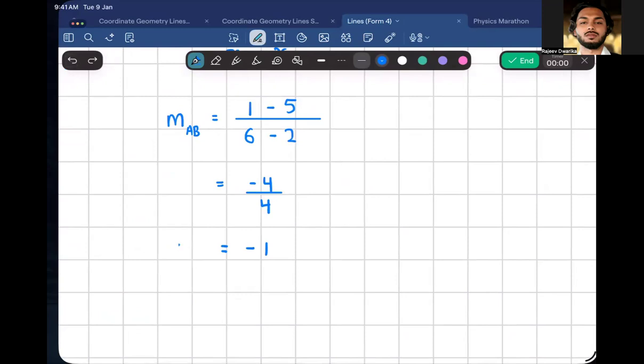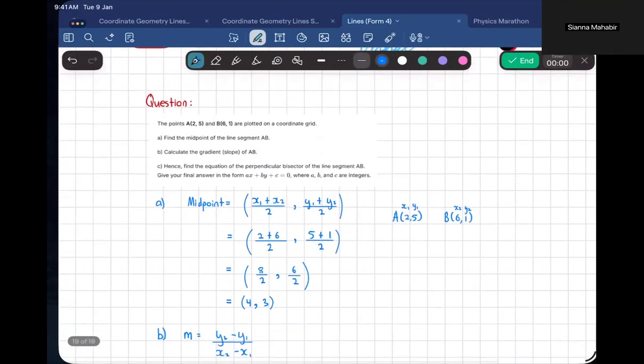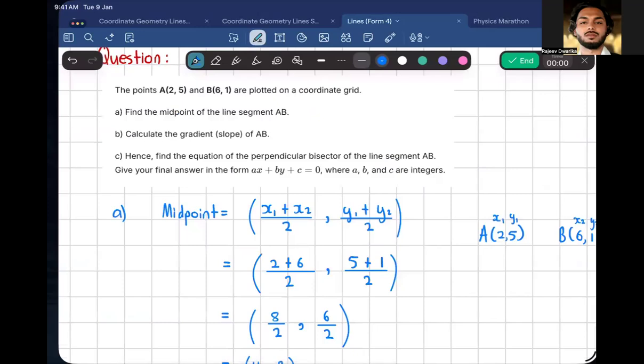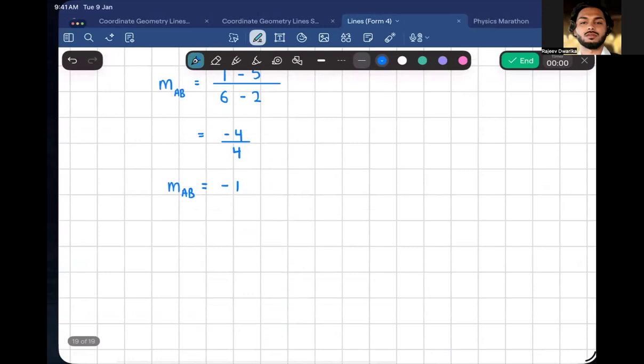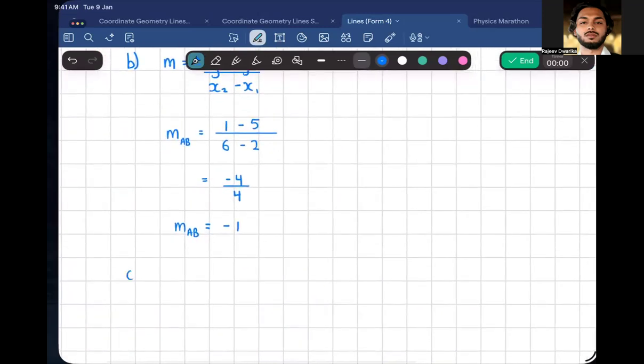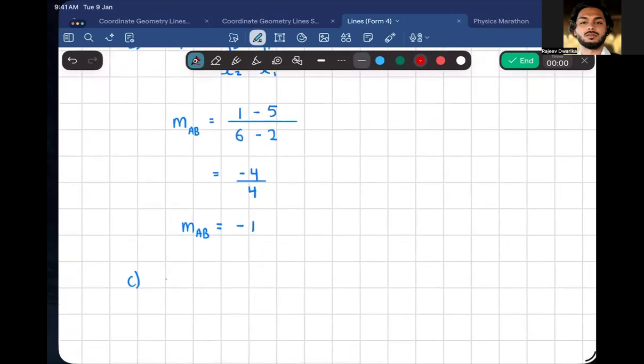So far, straightforward. Nice. Part C. Hence find the equation of the perpendicular bisector. So we need to find the equation of the perpendicular bisector. So before we start, Sienna, tell me what's the general equation of a line? It is y equals mx plus c.